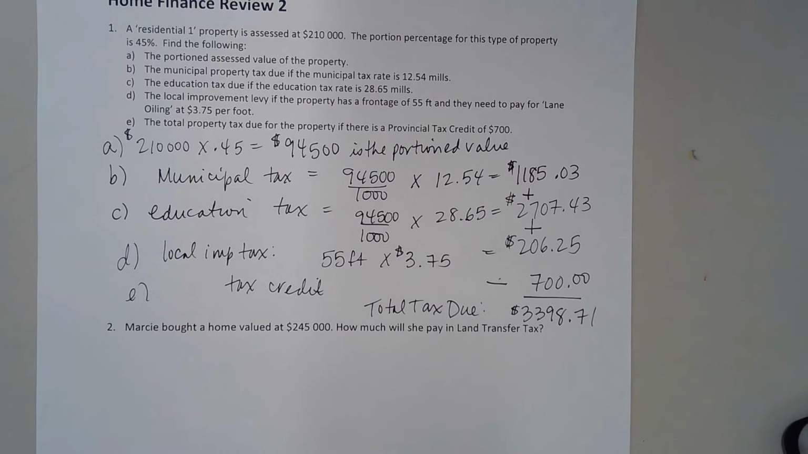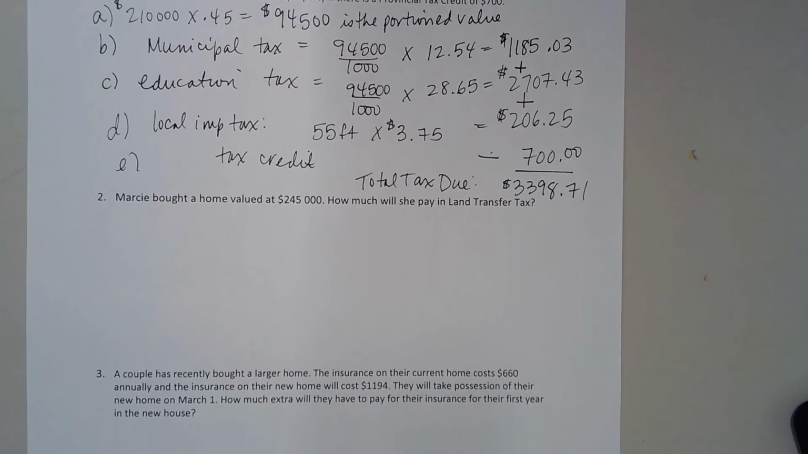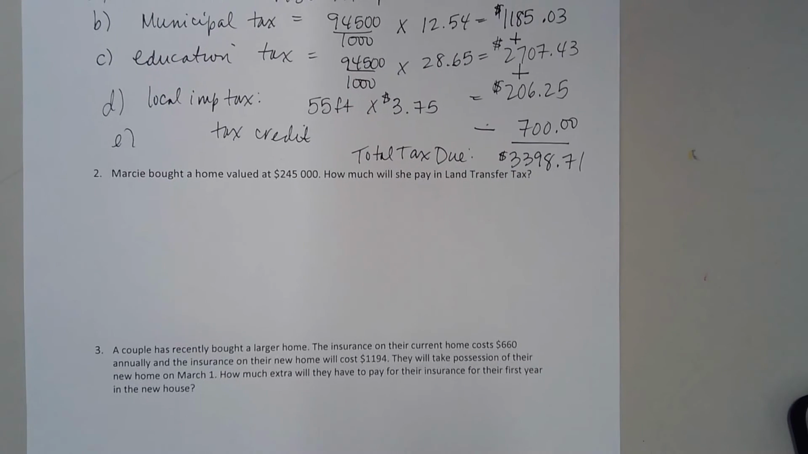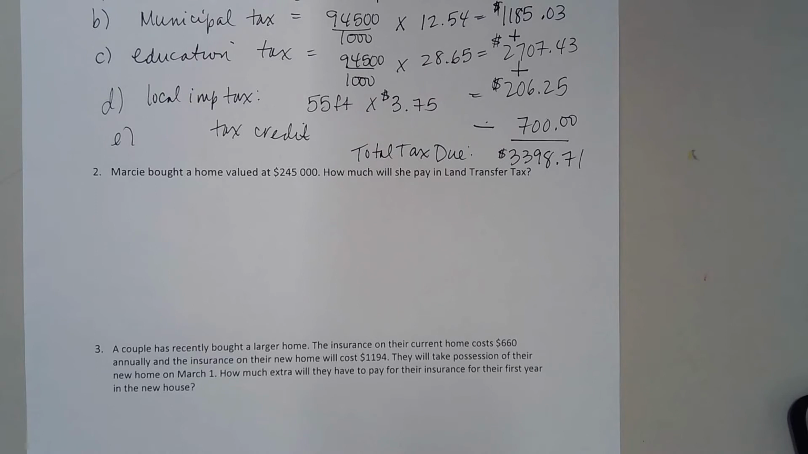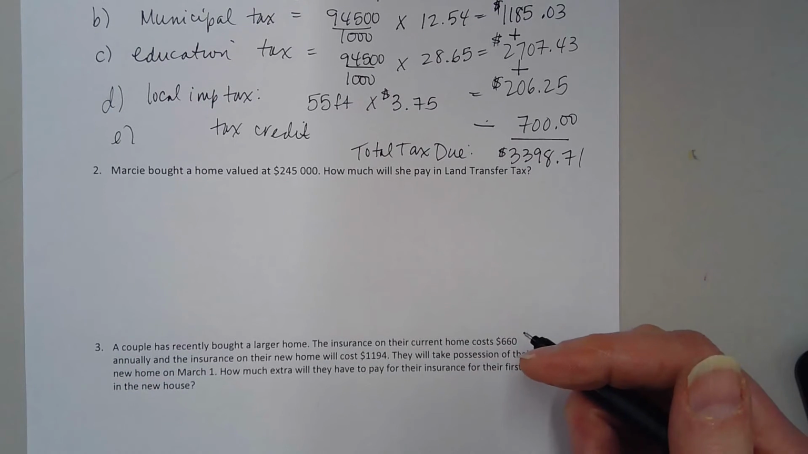All right? So that's the big, huge question. That's the bulk of this unit. And now, the tax bill is huge, but then there are other costs associated with owning a home. And the three costs that we're focused on in this unit, besides the property tax, were land transfer tax, the insurance adjustment, and then property tax adjustment, right, if you moved into your house in the middle of the year.